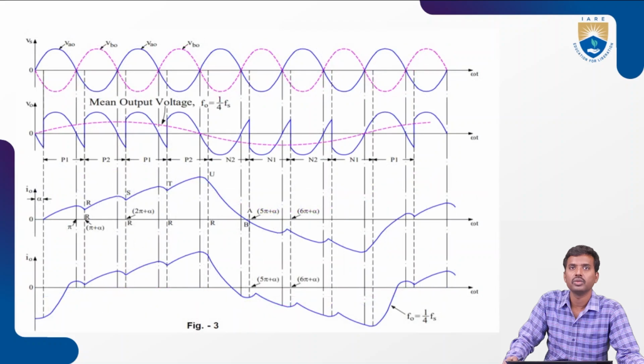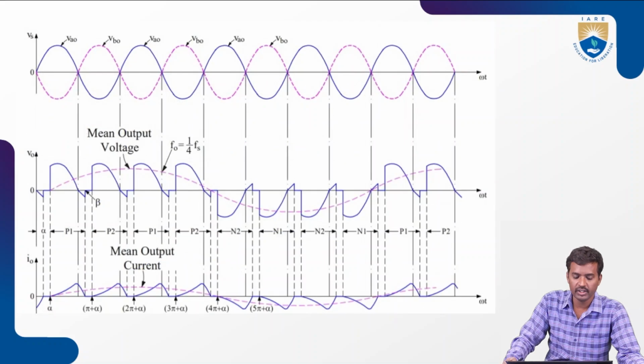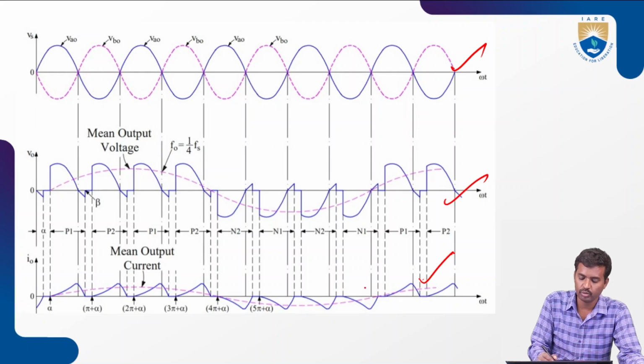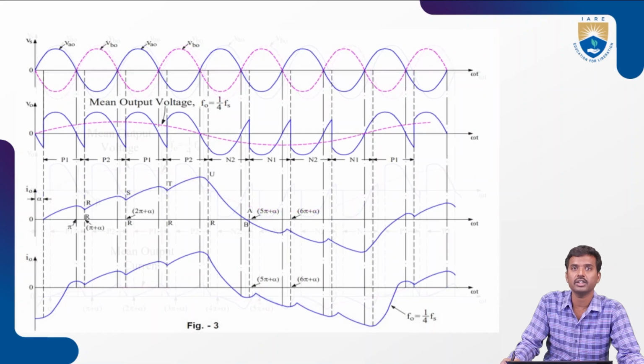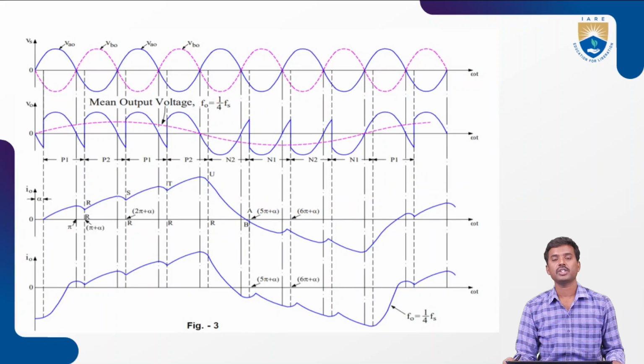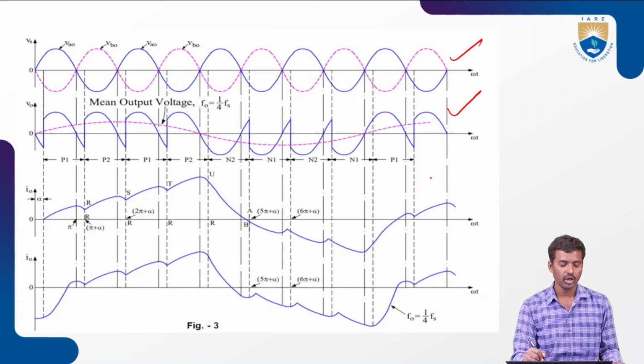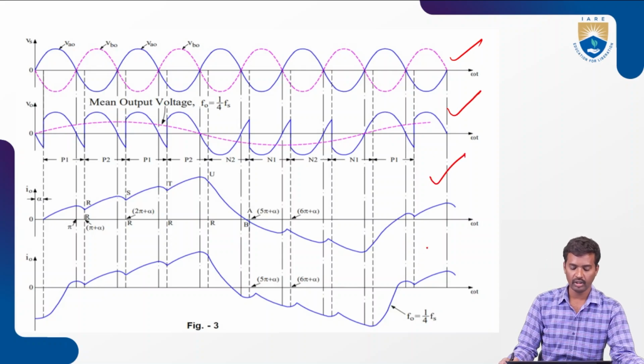Now this is for discontinuous mode, the discontinuous mode current conduction, and this is for continuous conduction. There is no discontinuity. So here are the input voltage waveform, output voltage waveform, and output current waveforms for both R and RL loads.